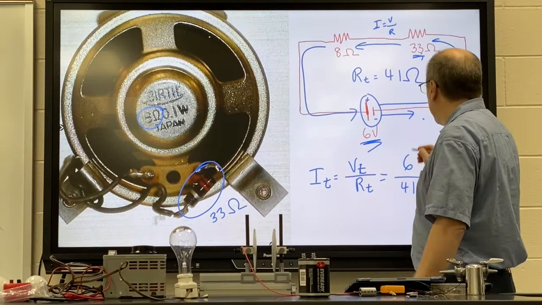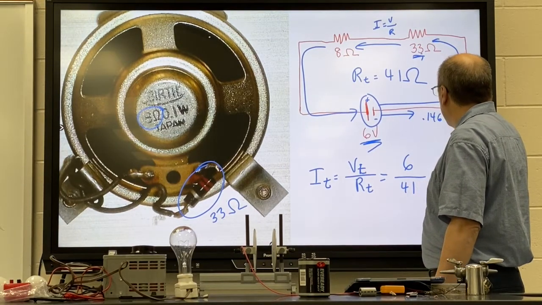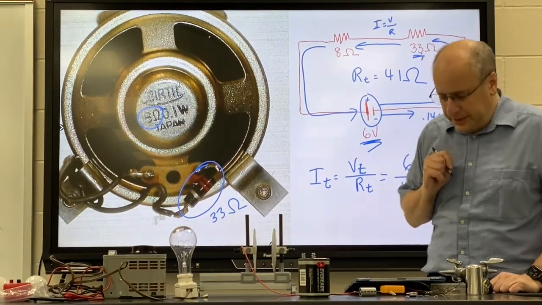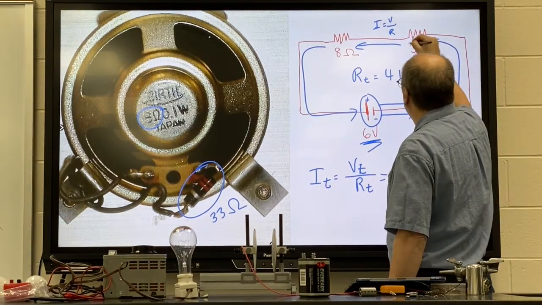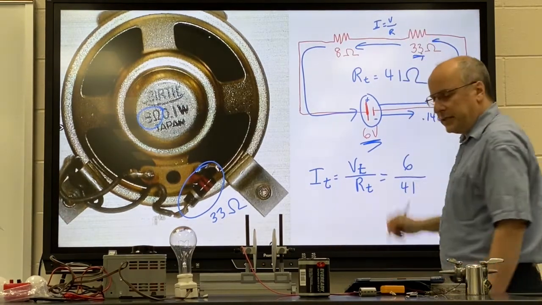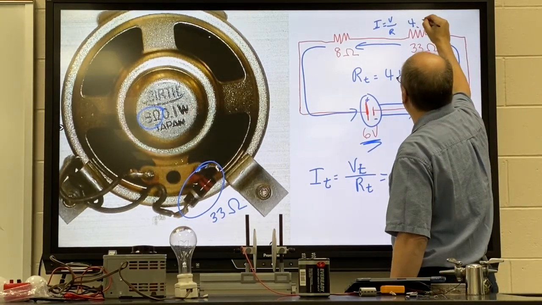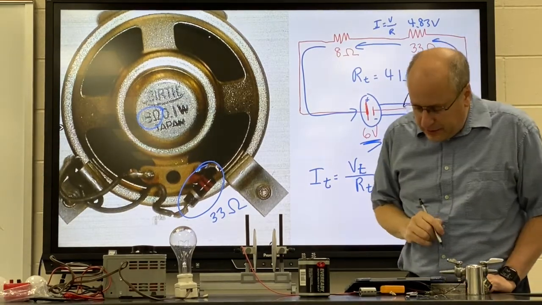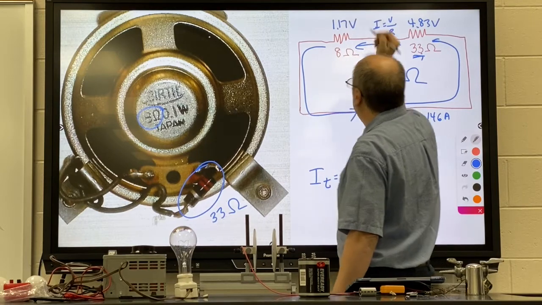Okay, I did this earlier. I got a current of about 146 milliamps. I use that current along with 33 for my resistance, and I get a voltage there of 4.83. And I use it at the speaker itself, and I get 1.17 volts.